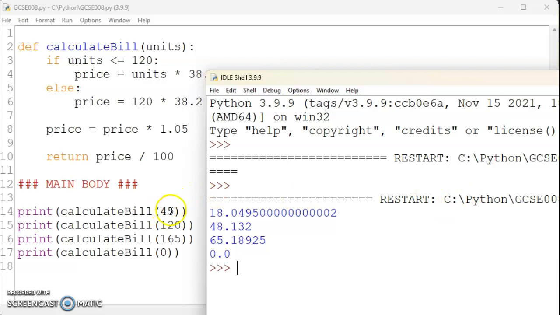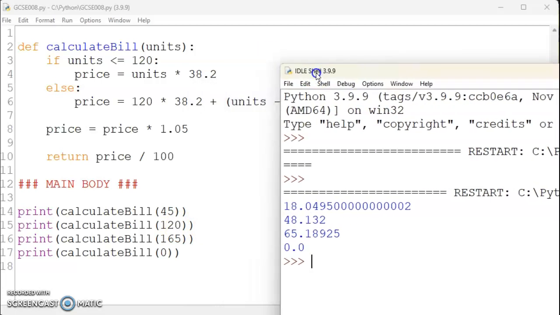So it says here that 45 units is going to give us 18.0495, etc., all the way down to a long continuous string of zeros with a 2 dangling at the end. More on that in a moment. Next we have that 120 units gives us 48.132. This is something we can very quickly check.